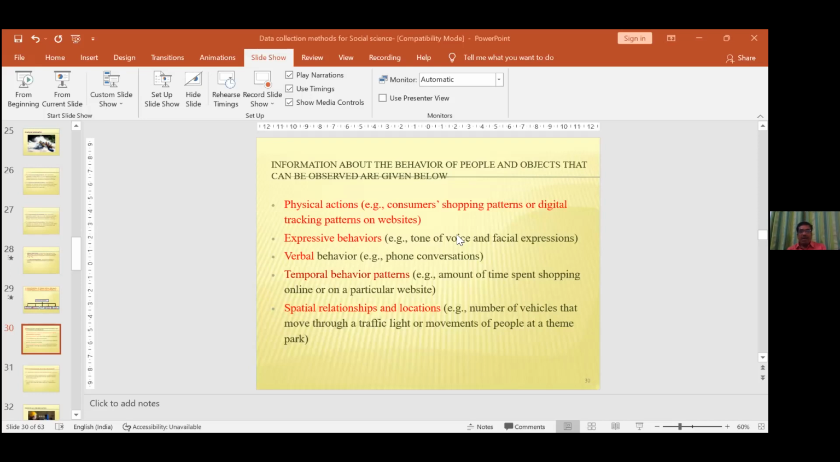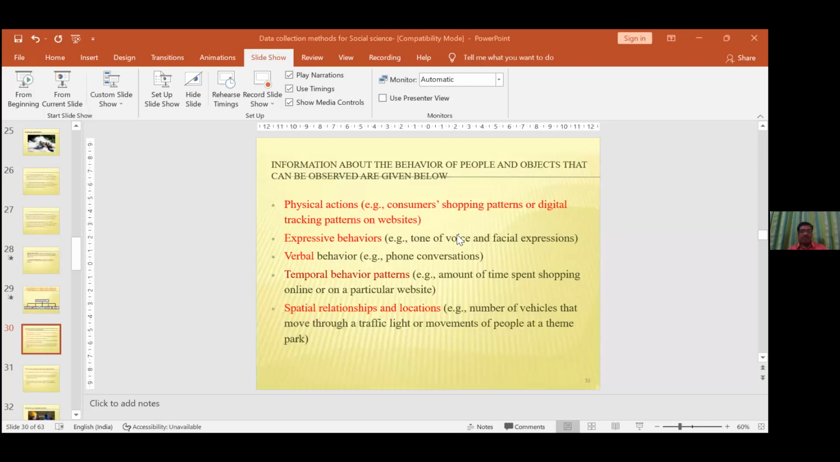Similarly, say for example, a temporal behavioral pattern. What is temporal behavioral pattern? The amount of time spent shopping online on a particular website. For example, you want to know how much time has been spent by the customers for online shopping or offline shopping. You cannot ask or collect this kind of data from the customers directly. Instead, you can observe and collect.